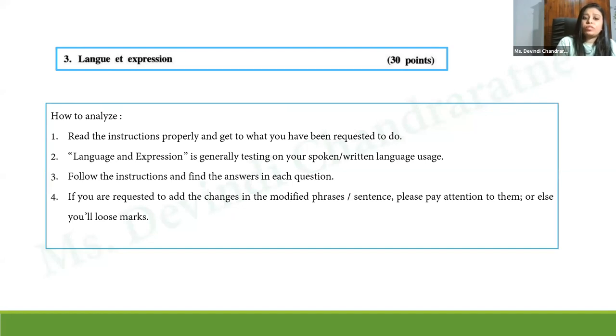If not, you will be losing marks. You will be deducted marks for grammar mistakes and everything, right? So that is something that you will forget easily, and remember to do that because it's a must. So that's about language and expression.